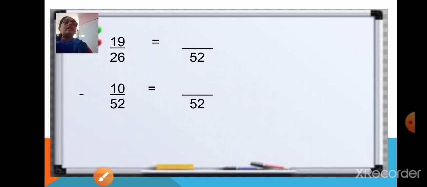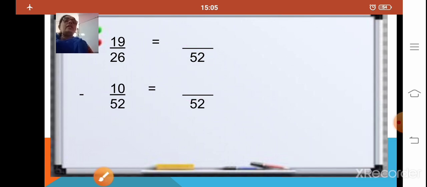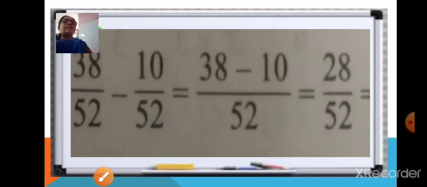Coming to the second one. Now 52, it is same. So multiplied by 1, 52 1s are 52. So 10 1s is 10. So your numerator will remain same. This was 38. Now denominator is same here in both the fractions. Now directly you can subtract. So 38 minus 10 is equal to 28 upon 52. Now what is the next step you have to do? You have to reduce the difference to the lowest term.